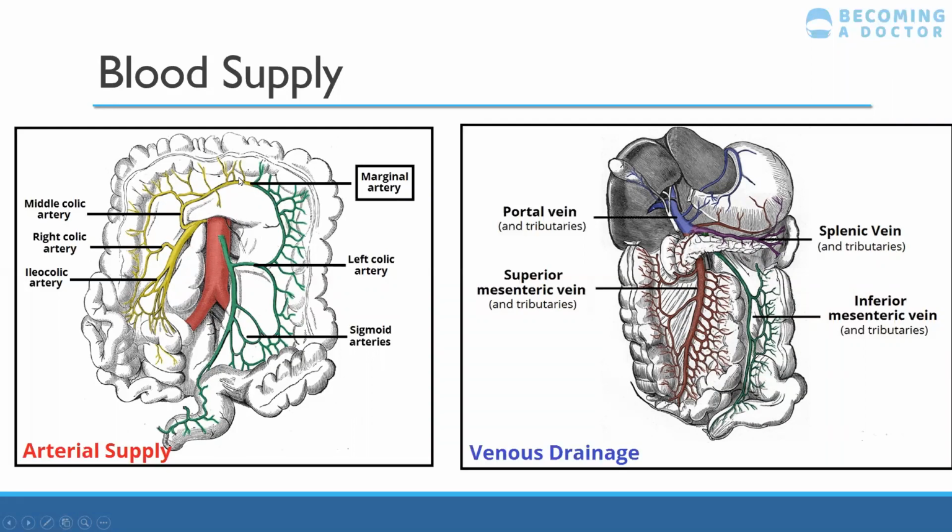And this continuous loop is quite important because let's say you have an occlusion over here or an occlusion here. Because it is in this continuous loop, even though you have this occlusion or stenosis in this artery, the rest of the gut would still get blood supply because of this anastomosis over here. I hope that all makes sense.